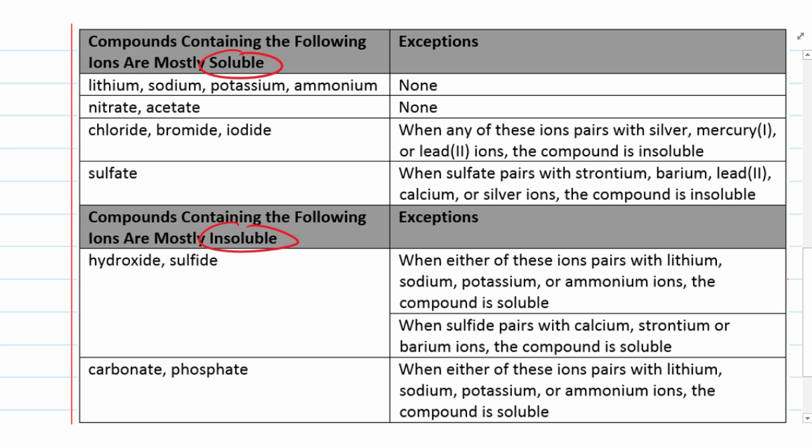I don't see calcium carbonate anywhere up here. Very last row, exactly. So we see carbonates in here. What this tells us is that compounds containing the following ions are mostly insoluble. In other words, if it contains carbonates, it will usually be insoluble, but then we check the column of exceptions, and we check to see if calcium carbonate is an exception. And is it an exception? No. So that means it is insoluble.